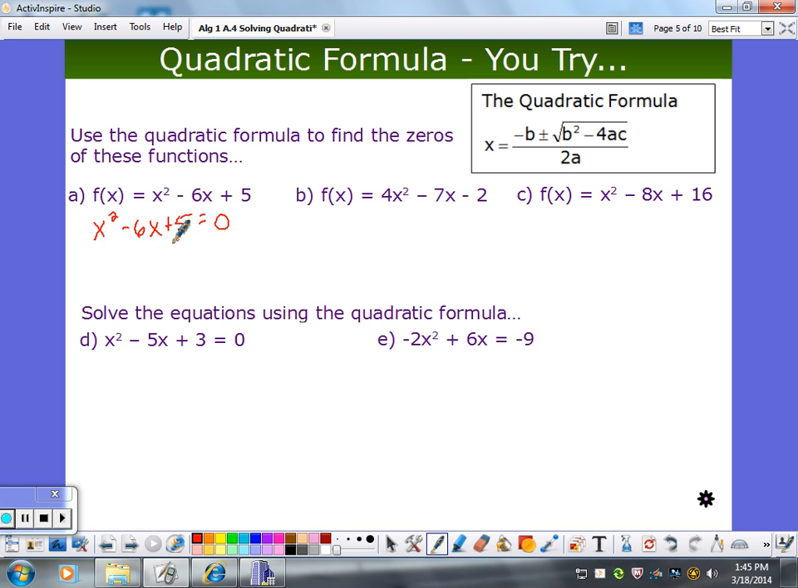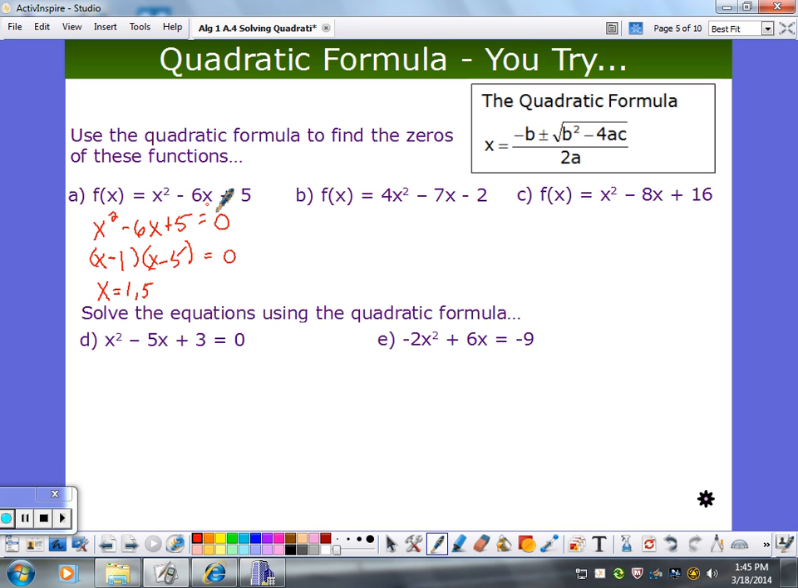Now this one is factorable, right? Are there two numbers that multiply to 5 and add to negative 6? Yeah. What are they? Negative 1 and negative 5. So what's my x going to be? 1 and 5. Now let's try it using the quadratic formula.